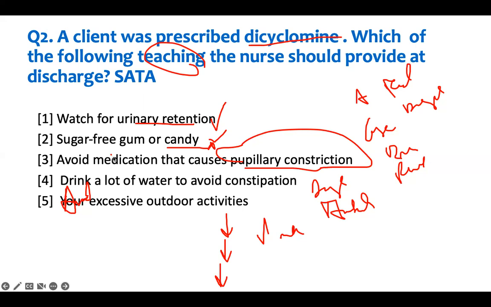So this is not appropriate. Drink a lot of water to avoid constipation. Yeah, good. Avoid excessive outdoor activities. What does that mean? If you go outside in the sun for a long time, you sweat. Okay? And sweating is the way of getting rid of heat. This one, they cannot do that. So the body can overheat and they can get heat stroke. So they should avoid that.